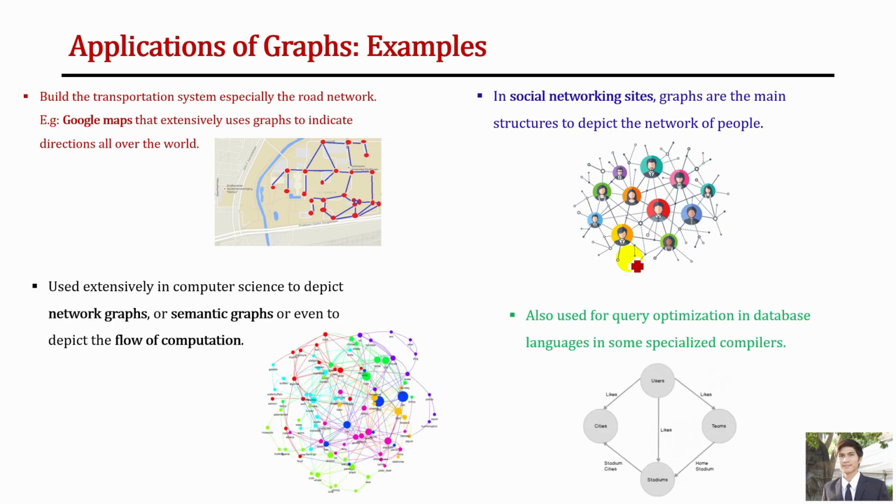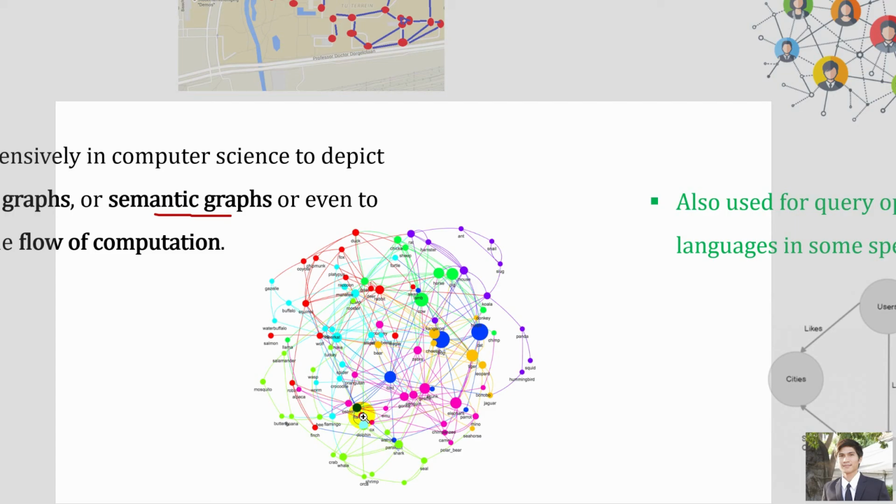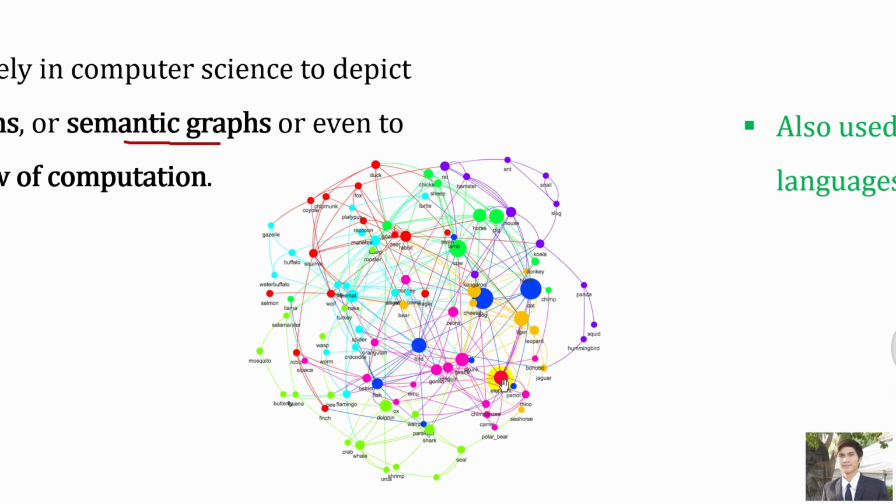It is also used in network graphs, or sometimes we call it a semantic graph, or even to help represent the flow of computations. Normally a semantic graph describes the meaning from one thing to another, and based on the graph representation, it allows us to get more facts and values from one point to another.